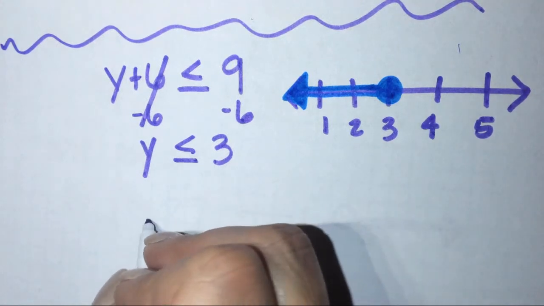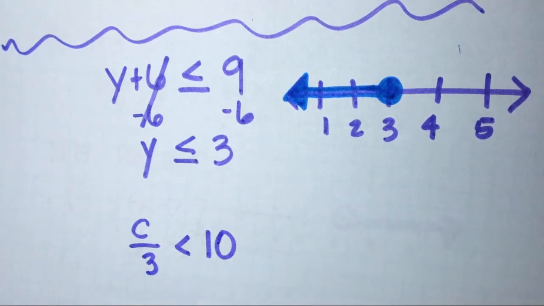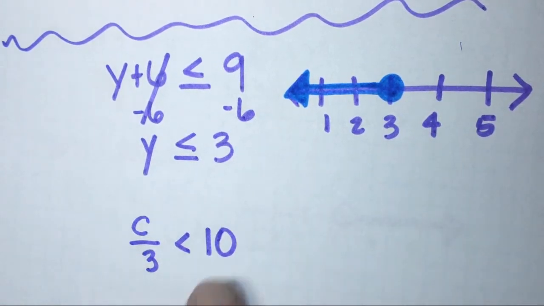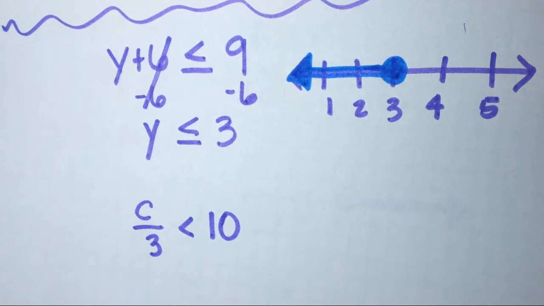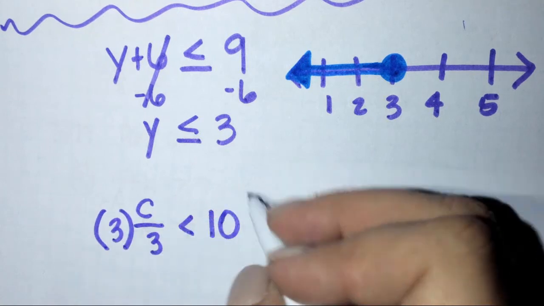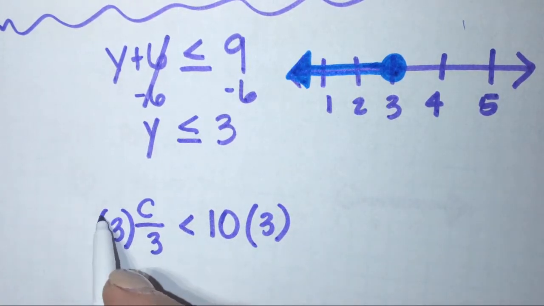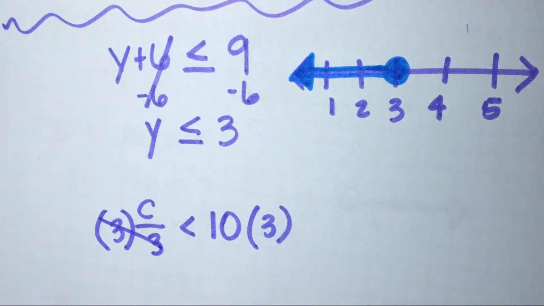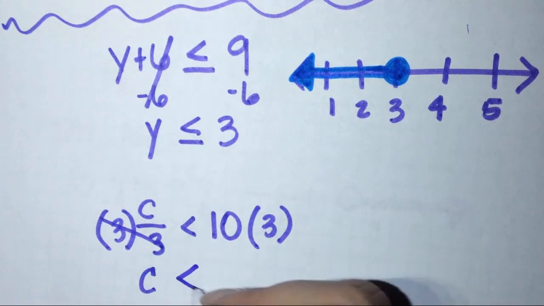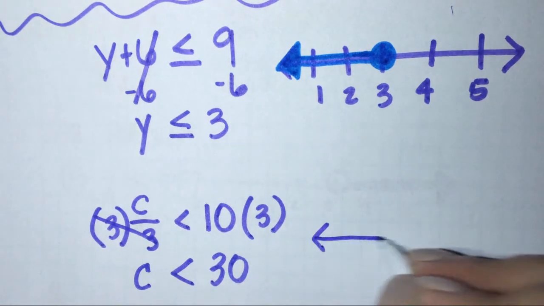Okay, let's try another. We got C divided by 3 is less than 10. So what type of problem is this? Division. And I solve it using multiplication. Okay? What happens to my 3's? They disappear. They cancel each other out. So C is less than 10 times 3? 30. Okay. So it tells me C has got to be less than 30 for this to work. So I can graph it.